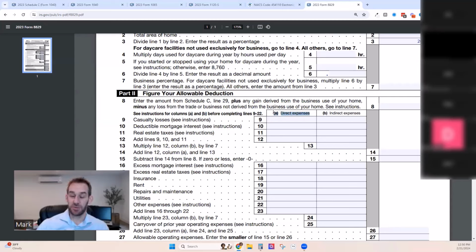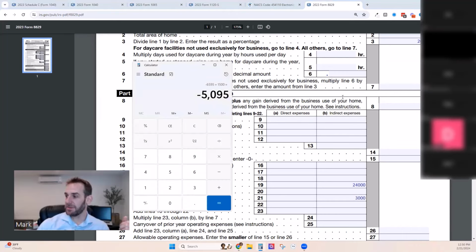you can see that there's this direct expenses column and this indirect expenses column. Typically, the one that's more heavily used is the indirect expenses. So let's say you're in an apartment and your rent is $24,000 a year. Your utilities are, I don't know, $3,000. So it's going to say, okay, 20% of $27,000 is $5,400. That's your home office deduction.